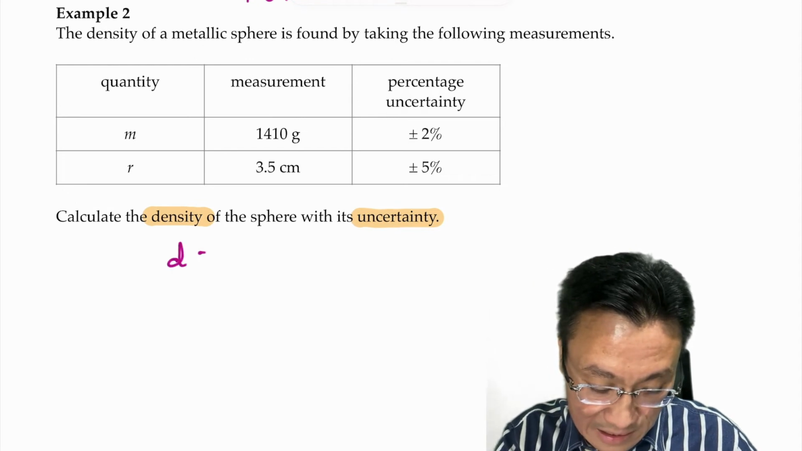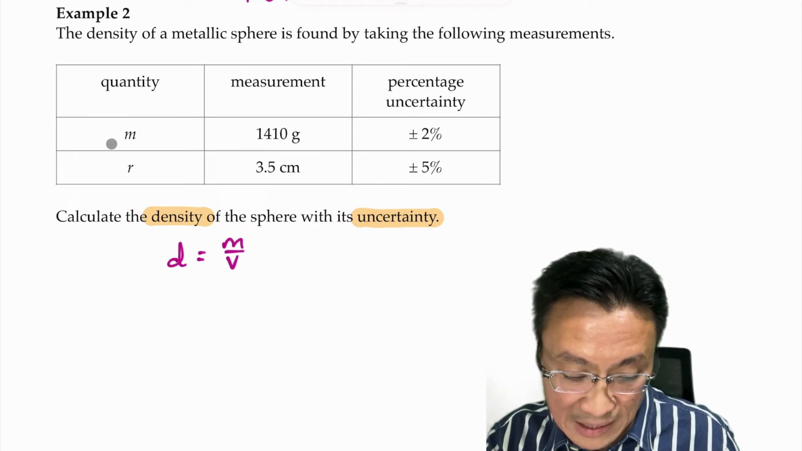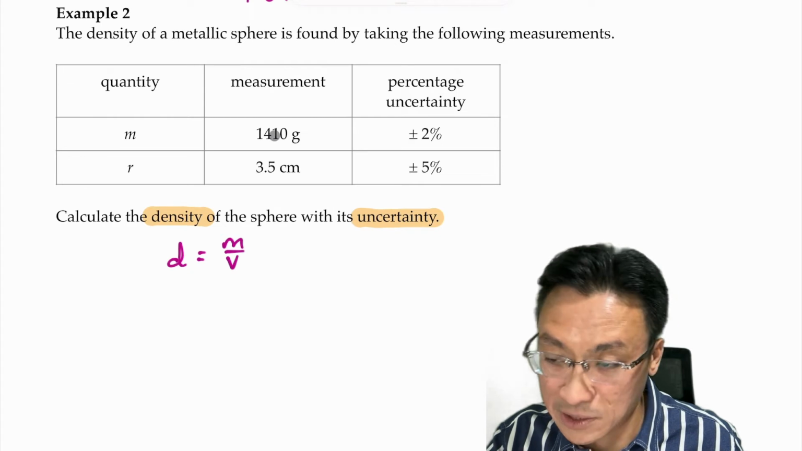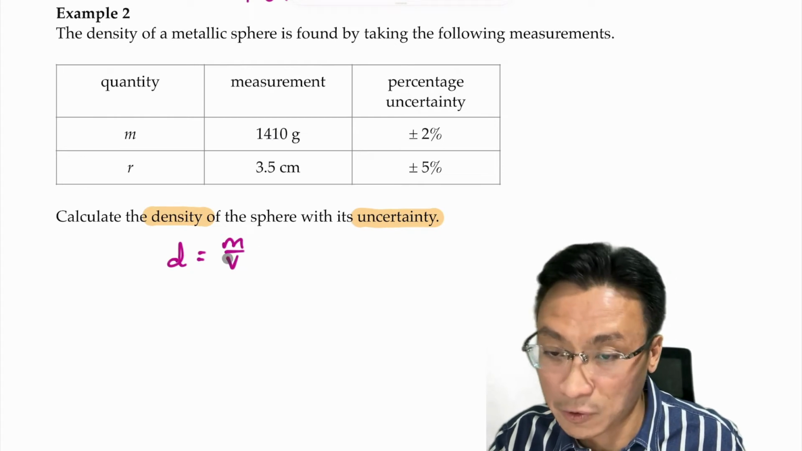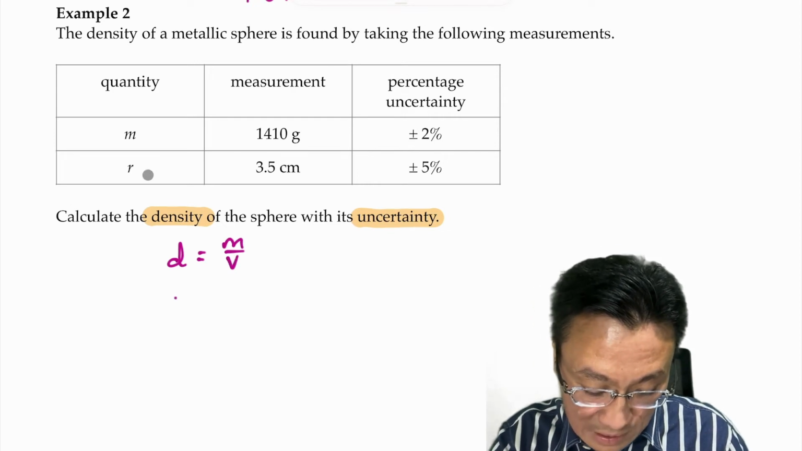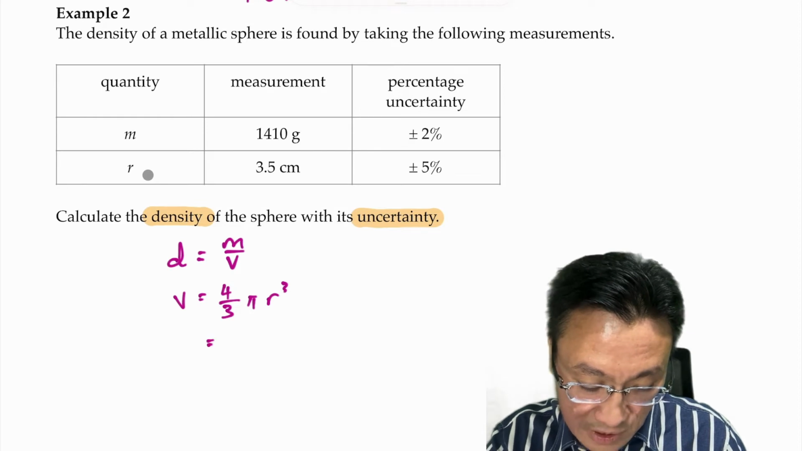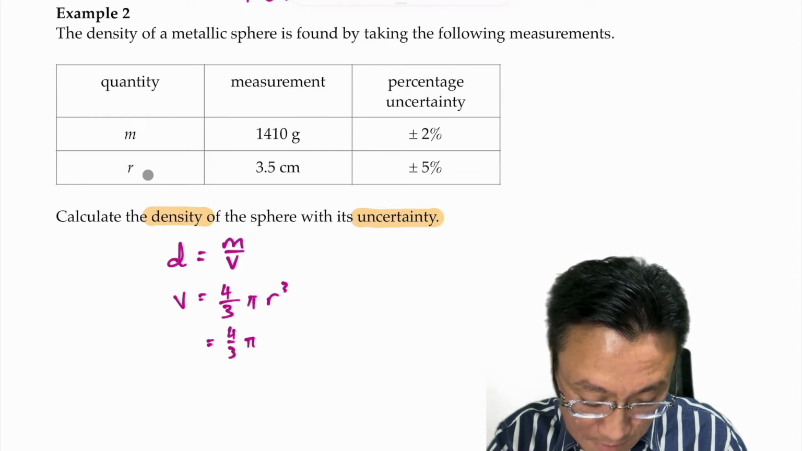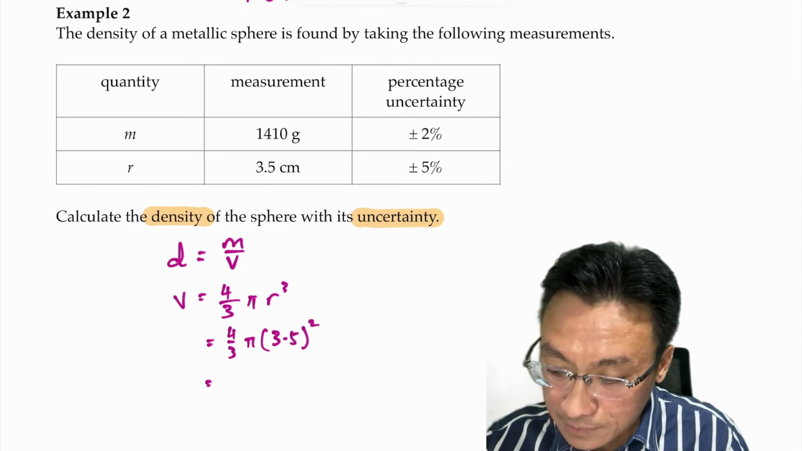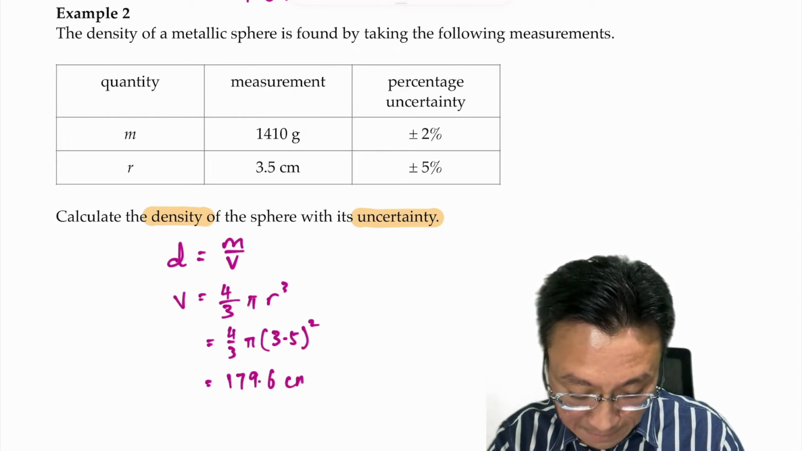So density is equal to mass over volume. So I have got the mass from the question, which is 1410, but I do not have the volume. Although I could calculate my volume from the radius. So I will do this next. Volume of a sphere is 4 over 3 pi r cubed. Putting those values in, I will get 179.6 cm cubed.